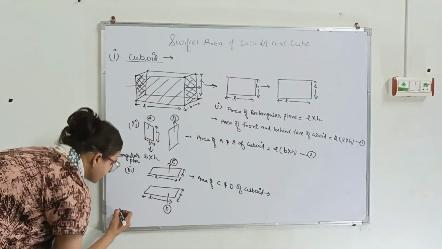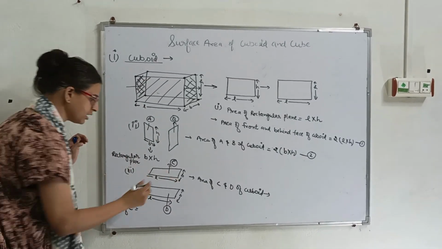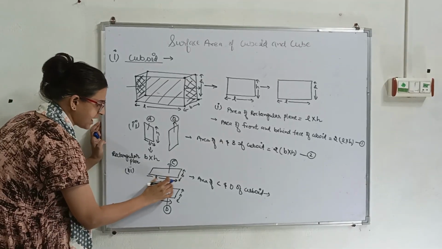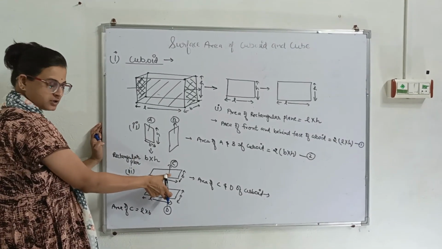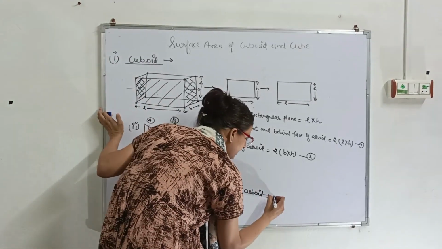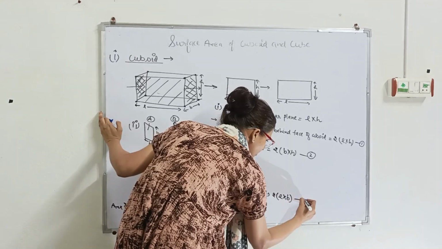So area of this is also rectangular now. So rectangular is what? Length into breadth. So this is the L and this is the breadth. L into B. But how much of the, these are 2 rectangular now. So again we multiply by 2. 2 into L into breadth. Equation number 3.